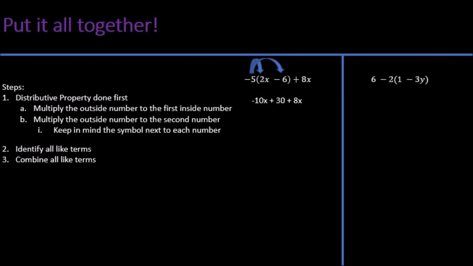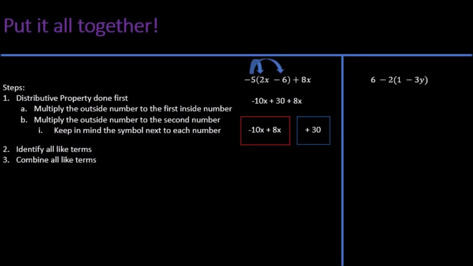In this question, the next step has been done for you. The distributive property gives us negative 10x plus 30 plus 8x. How did I get that plus 30? You got to keep in mind that that negative 5 times that negative 6 does equal a positive 30.